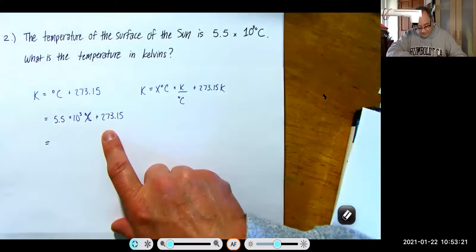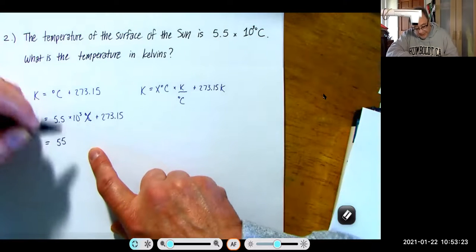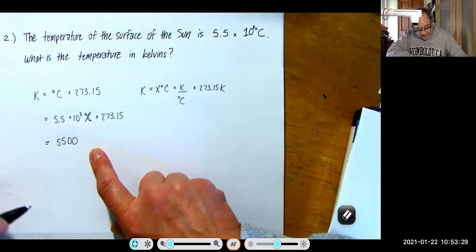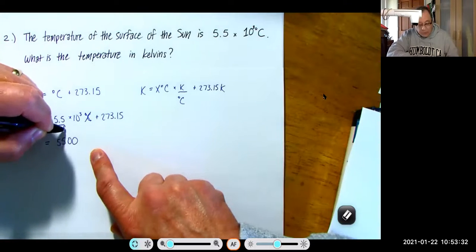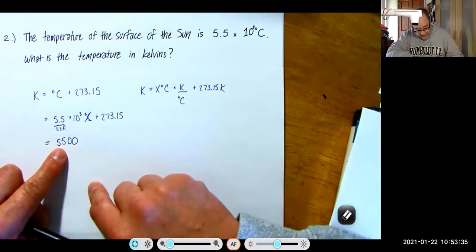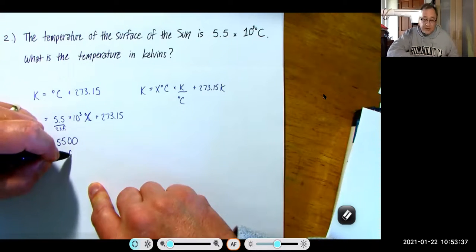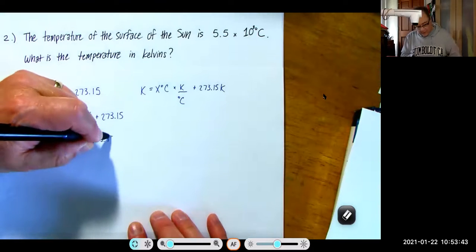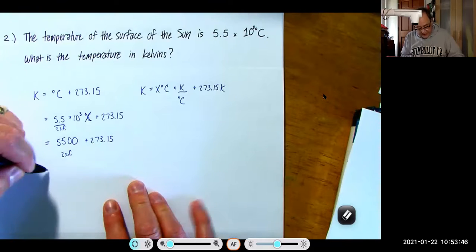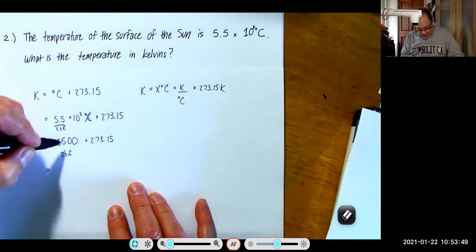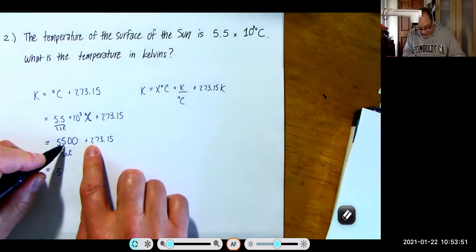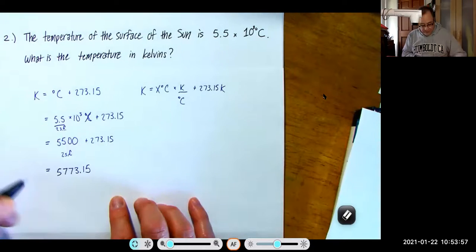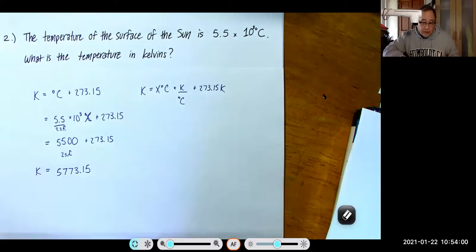I'm going to write this out. This is 1,000 times 5.5, which is 5,500. Now this has 2 sig figs. So when we write it out this way, we'd like to show 2 sig figs. This has 2 sig figs because trailing zeros do not count. So when we add these together, we can see that this 5 and this 2 are in the same place. So that's 773.15. So that would be the Kelvin temp, but now we have to round appropriately.